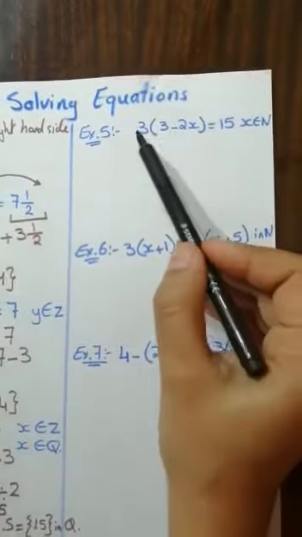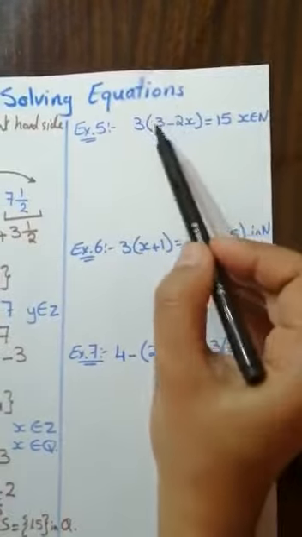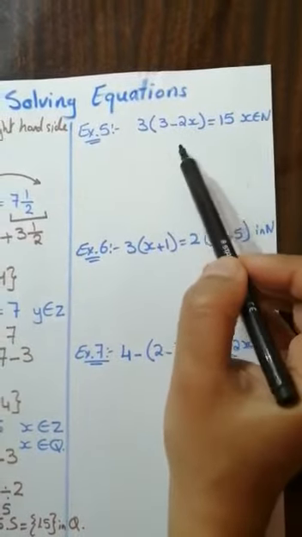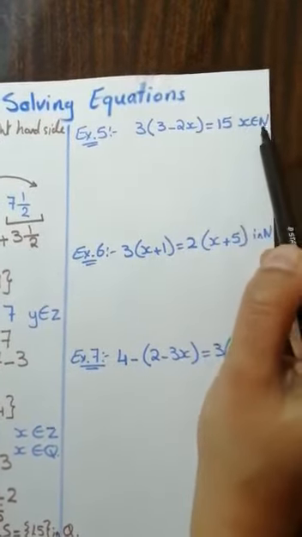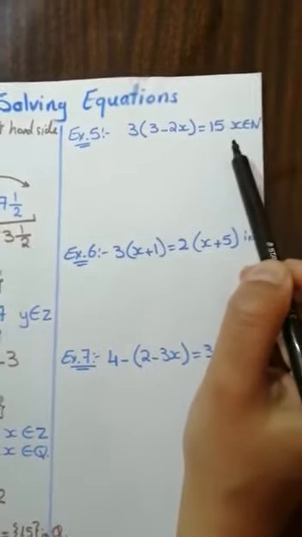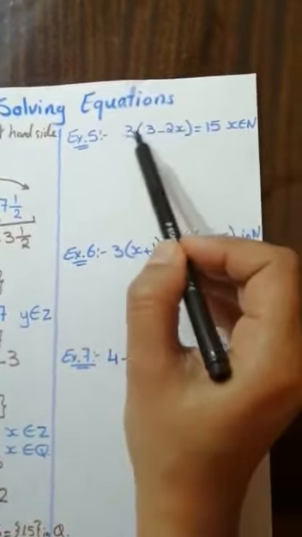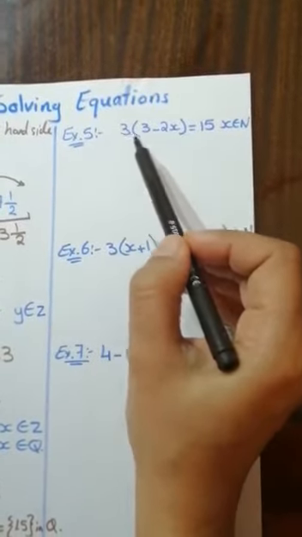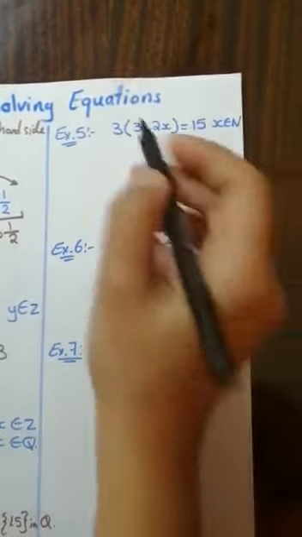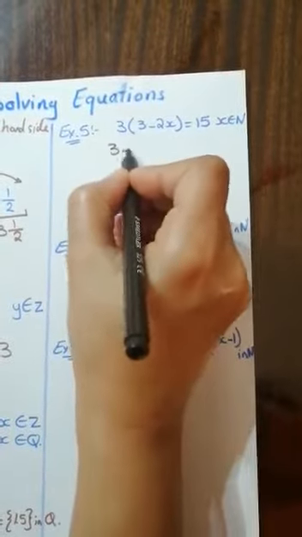Here I have 3 multiplied by the whole bracket, 3 minus 2x equals 15. He wants the solution set in N. So what I will do here, all of this is multiplied by this bracket. So let's move the 3 to the other side. I will leave my bracket as it is.